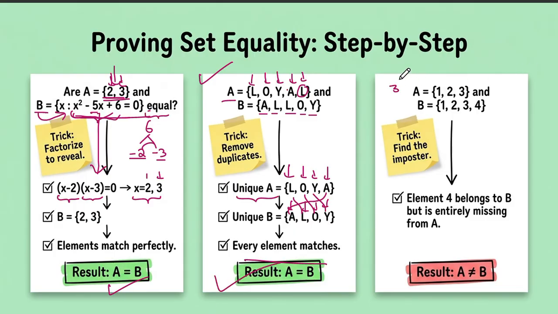Look at the third question. Set A is {1, 2, 3}, set B is {1, 2, 3, 4}. So it is clear here that in set B one element is extra, which is not there in set A. So the answer is direct, A is not equal to B.